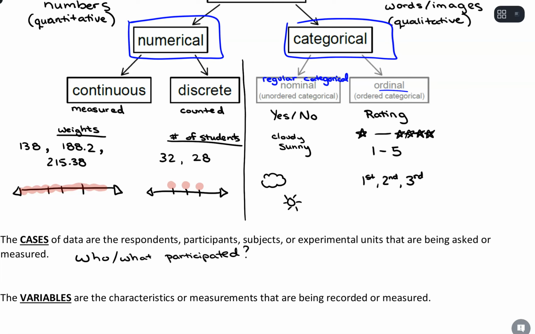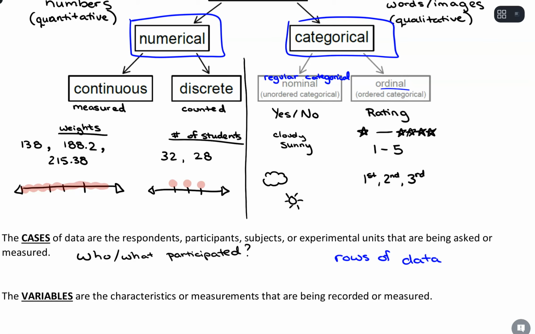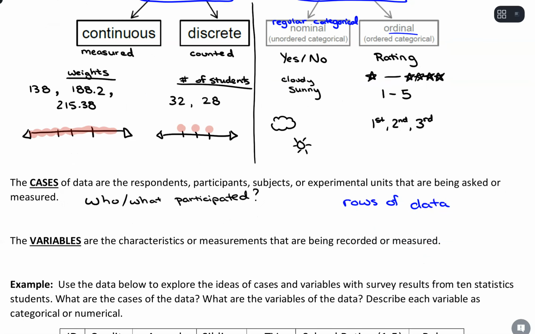So who did we collect this data from? That's going to describe the cases. This most often comes through as the rows of the data. So when you read across a row, that typically ties together with a single case within the data. Then variables, what we just described up above, are those characteristics or measurements. This is the idea of what was recorded. Like, what information did you write down as the researcher? And this often comes through as the columns of the data.